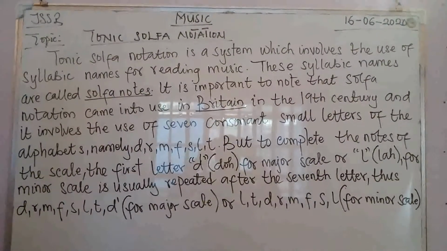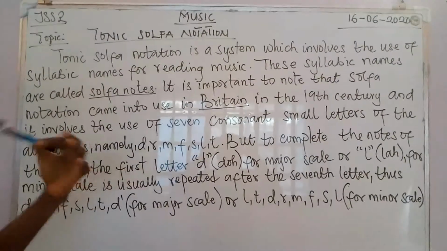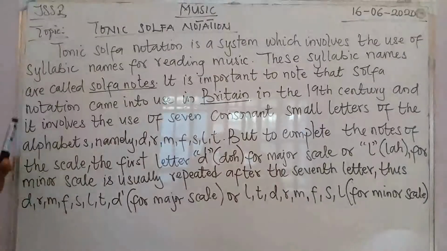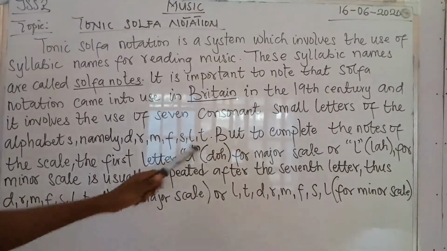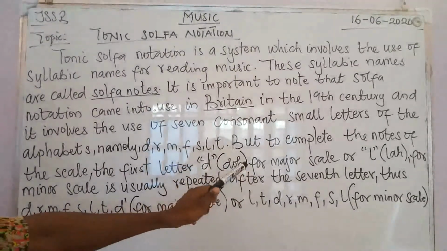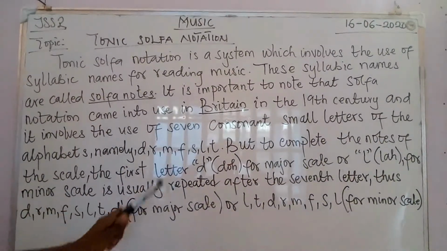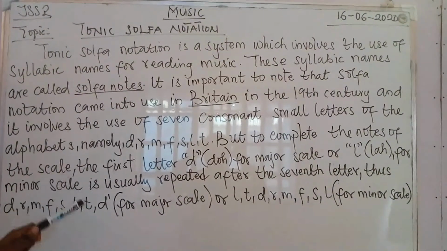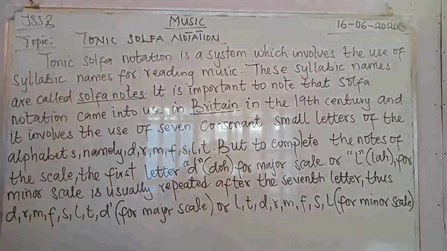Hope you know what consonants are. They're not the A, E, or any other vowels. So we use the 7 consonants, small letters of the alphabet, namely D, R, M, F, S, L, T. But to complete the notes of the scale, the first letter, D, that's Do, for major scale, or L, that's La, for minor scale, is usually repeated after the 7th letter. Thus, we have Do, Re, Mi, Fa, Sol, La, Ti, Do for major scales, or La, Ti, Do, Re, Mi, Fa, Sol, La for minor scales.